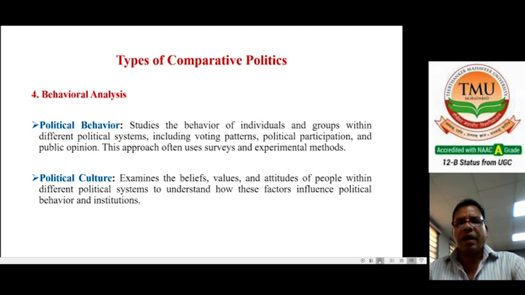Then we come to the behavior analysis type of comparative politics. That is political behavior. It studies the behaviors of individuals and groups within different political systems, including voting patterns, political participation, and public opinion. This approach often uses survey and experimental methods. That means when we're talking about political behavior, it is about how citizens behave towards the state and how the state behaves towards the masses.